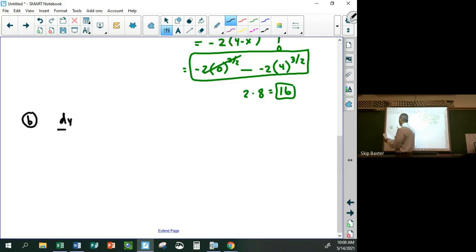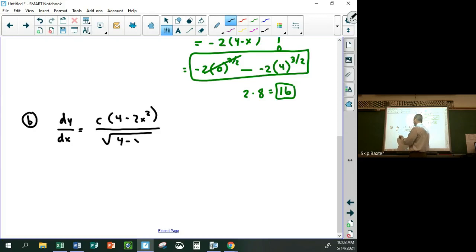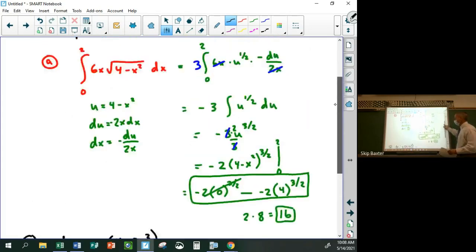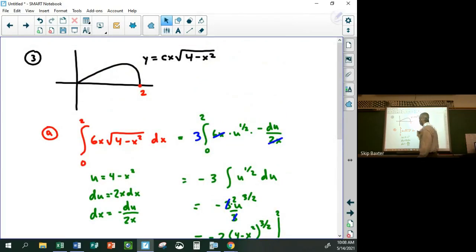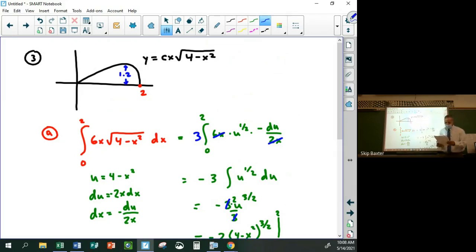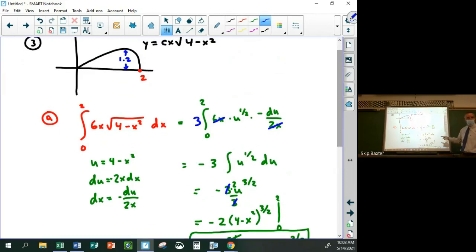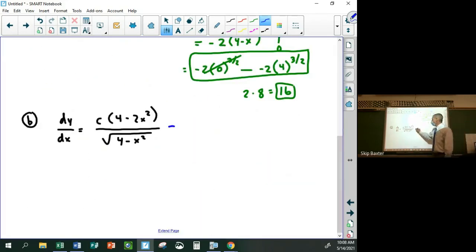So dy dx equals c times 4 minus 2x squared over the square root of 4 minus x squared. And it says the radius of the largest cross-sectional circular slice is 1.2. So they're saying that, if you look at this picture, this distance is 1.2 for some value of c. And they want to know what's the value of c. So what do you need to do? Exactly. You set this equal to 0 to find out where that maximum occurs in terms of an x value.